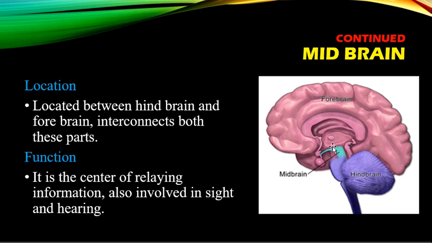What is the function of midbrain? It is the center of relaying information. It relays information, it sends information, it forwards the information to the other parts of the brain, and it is also involved in sight and hearing. So, midbrain has a function in vision and audition.